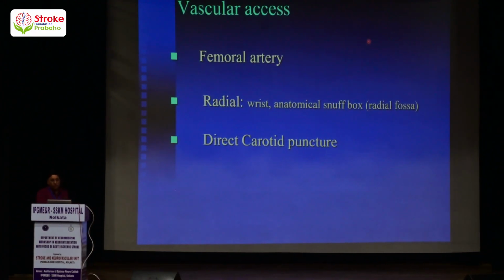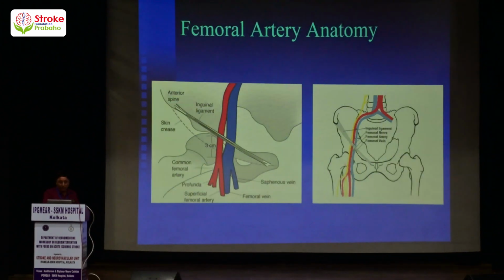First we discuss the vascular access. Most of the time the femoral access is used, but radial access is often used by many operators, like Dr. Rahul and Dr. Kalyan, who are among the people in our country doing so. The anatomical snuffbox is one of the accesses to the radial artery, and rarely we can go for a direct carotid puncture.